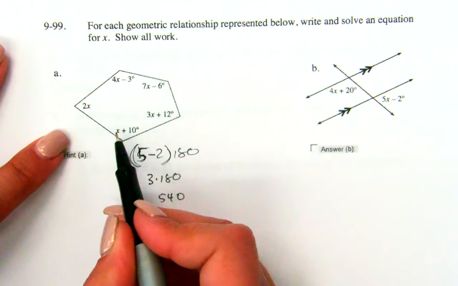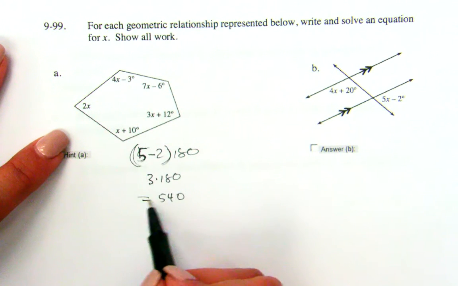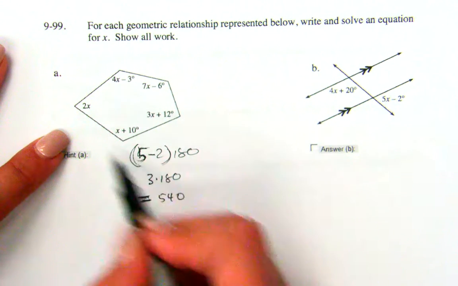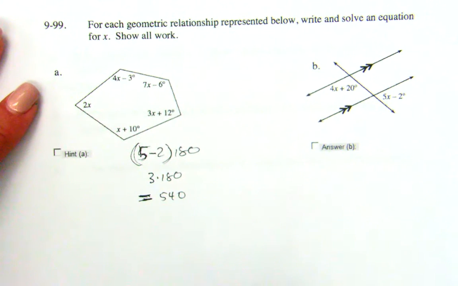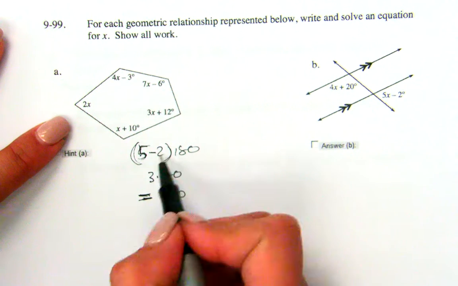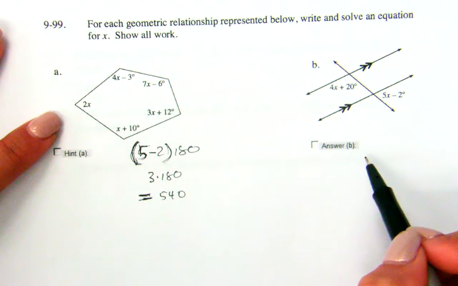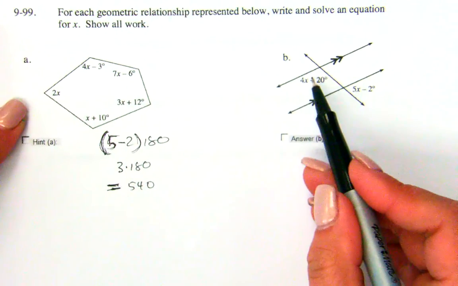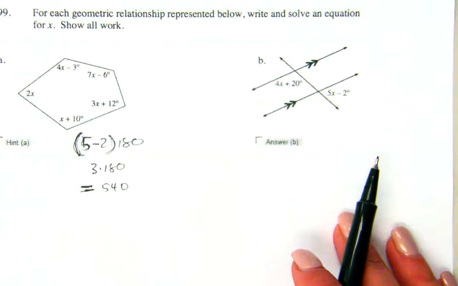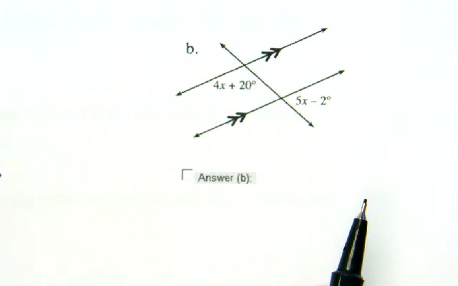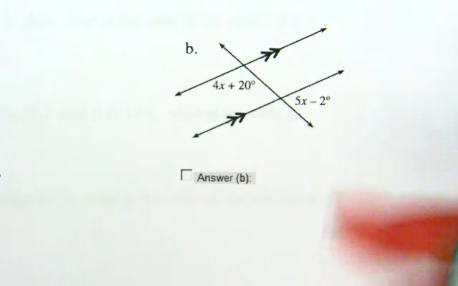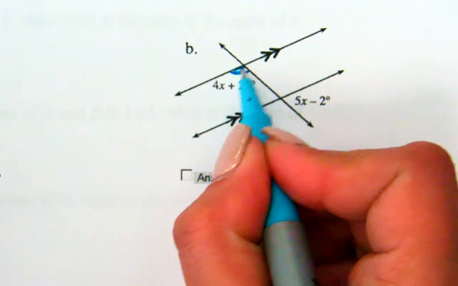So all of these angles need to be added up and equaled to 540. Okay, and then you should get a value for x, and you should be good to go. So this was your clue, 5 minus 2. Actually, that was probably what the hint was. Okay, B, you have 4x plus 20, you have a 5x minus 2. 4x plus 20 is actually this angle right here.